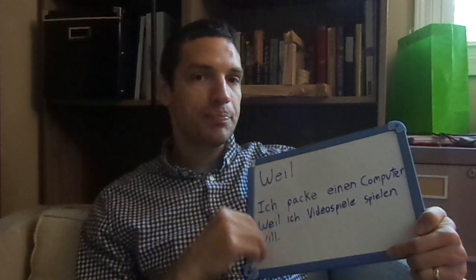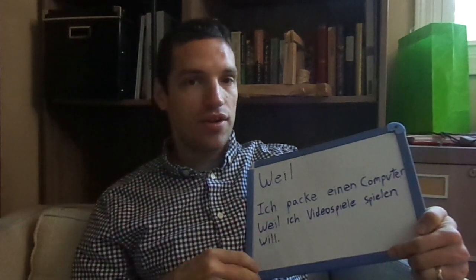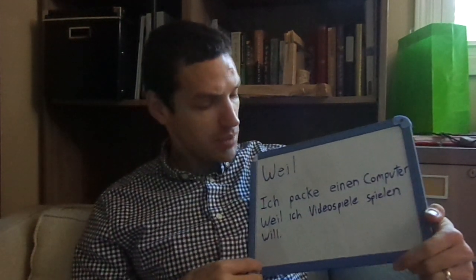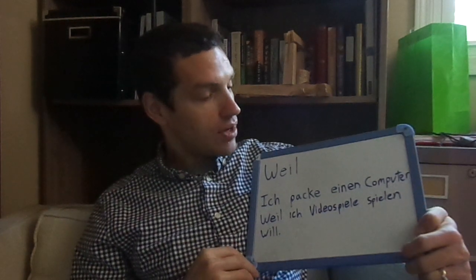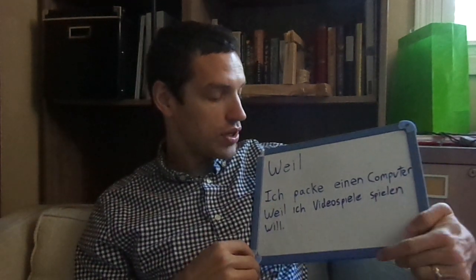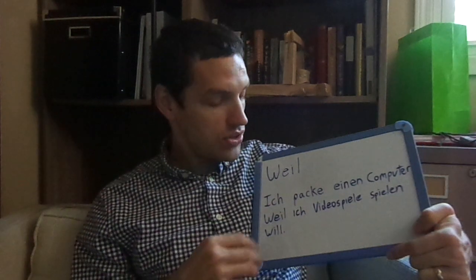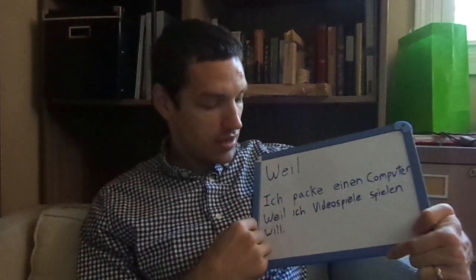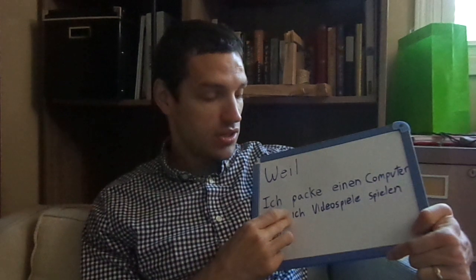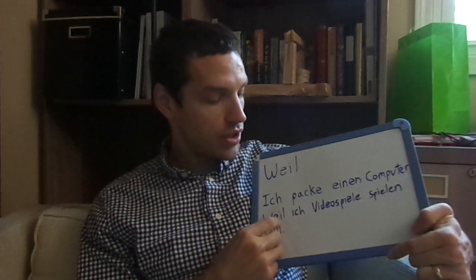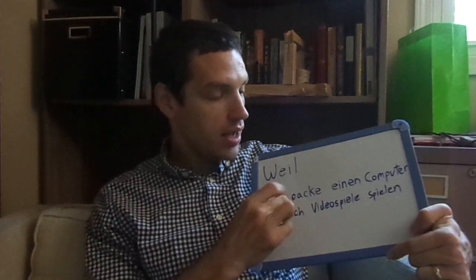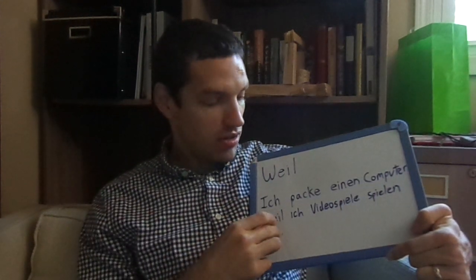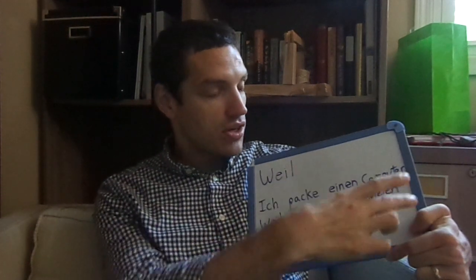I'm using weil, make our verb go to the end of the sentence or the clause. Maybe something I want to add, now that I'm talking about it, that I wasn't thinking of when I was writing this out: when I say sentence or clause, we could rearrange this sentence, and if we wanted, we could put weil first. And in that case, the sentence would read like this. Weil ich Videospiele spielen will, packe ich einen Computer. And notice, this part, Computer, is the last word. This whole clause comes last.